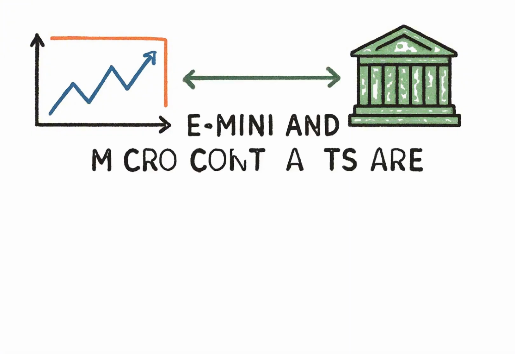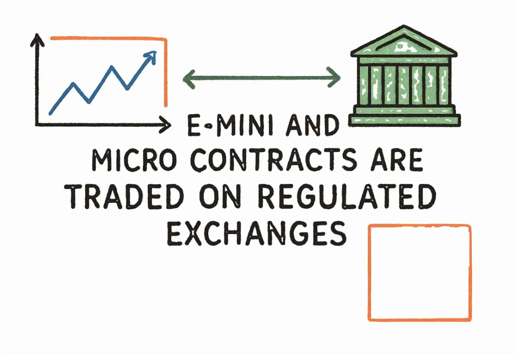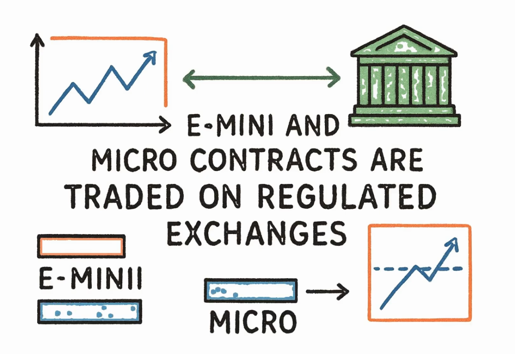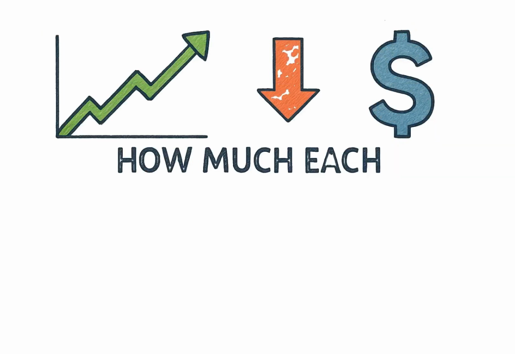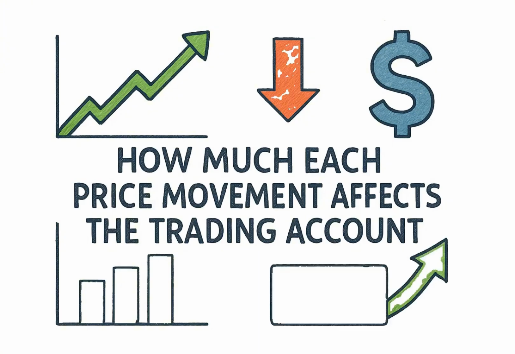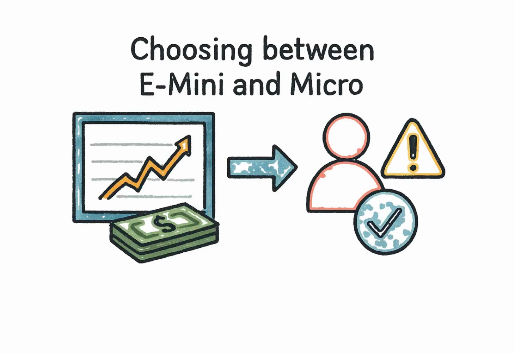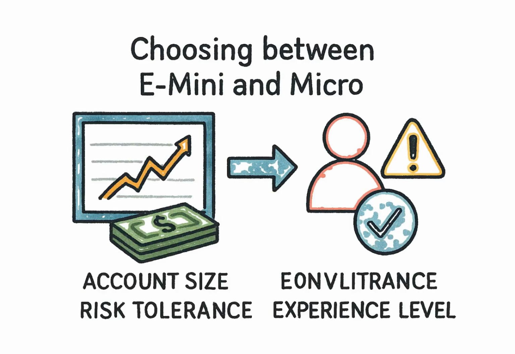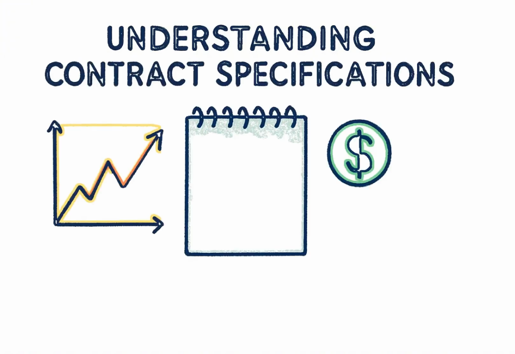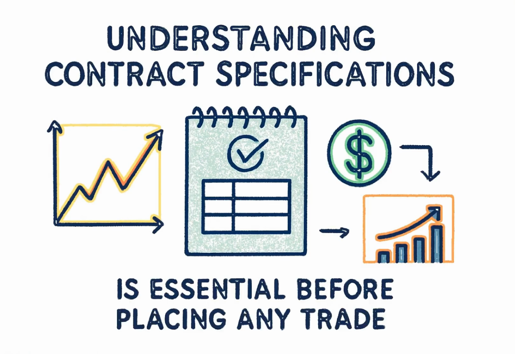Both emini and micro contracts are traded on regulated exchanges and follow the same trading rules, pricing structure, and market behavior. The difference is not how the market moves, but how much each price movement affects the trading account. Choosing between emini and micro contracts depends on factors such as account size, risk tolerance, and experience level. Understanding contract specifications is essential before placing any trade.